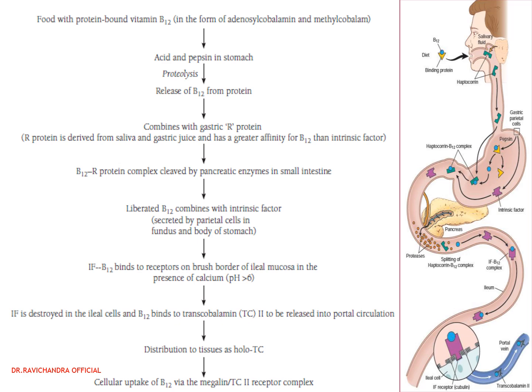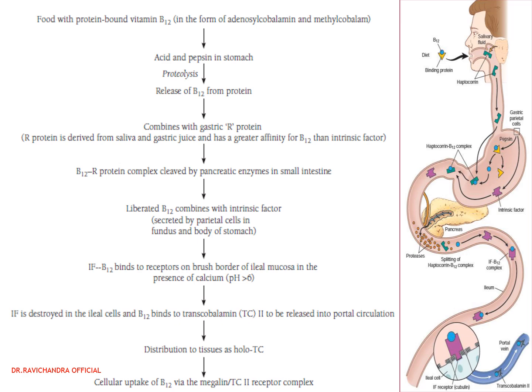Simply to remember, the food consisting of vitamin B12 will be attached to the protein-bound complex in the form of adenosylcobalamin and methylcobalamin. When it enters the stomach, because of the acid and pepsin, there will be proteolysis, and this protein-bound complex is separated and B12 is released. With this B12, the R protein derived from saliva and gastric juice, that is haptocorrin, will form a complex, the B12 R protein complex, and enter the small intestine.